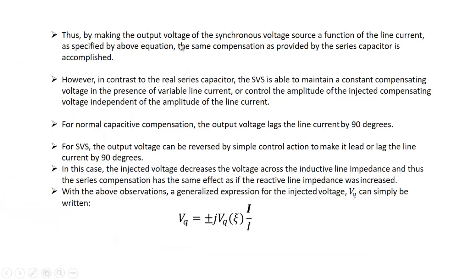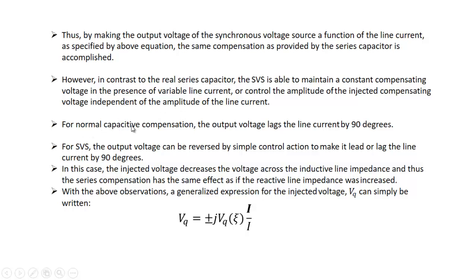Thus, by making the output voltage of the synchronous voltage source a function of line current as specified in the above equation, the same compensation as provided by the series capacitor is accomplished. However, in contrast to the real series capacitor, the synchronous voltage source is able to maintain a constant compensating voltage in the presence of variable line current, or control the amplitude of an injected compensating voltage independent of the amplitude of the line current. This is the main advantage of the SVS, because in the earlier case the amplitude of the injected voltage was a function of the current, because the impedance in that case was constant.